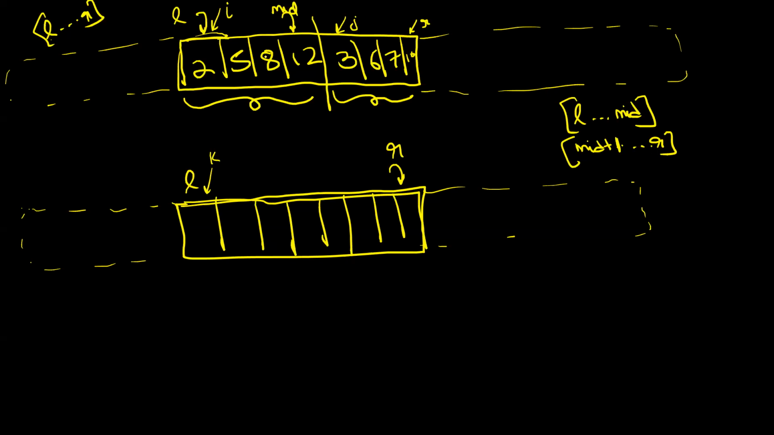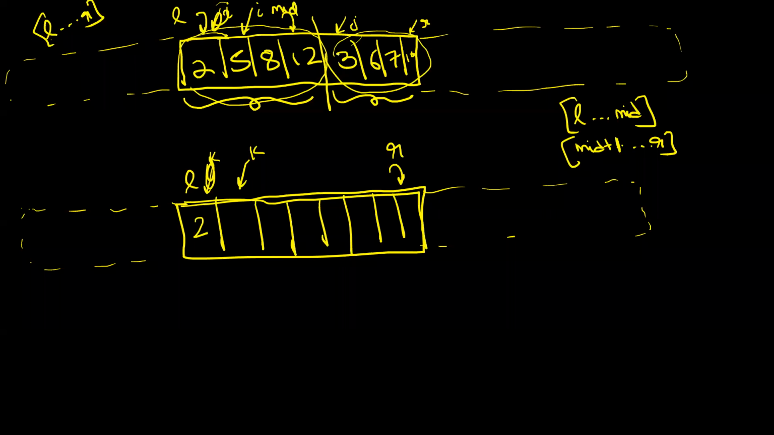Now while I is less than or equal to mid, so I is at a valid index of the left part, and J is less than or equal to R, that means J is at a valid index of the right subpart. What I will do is compare A of I with A of J. 2 is less than 3, so I write 2 here. I do a K plus plus and I do a I plus plus.